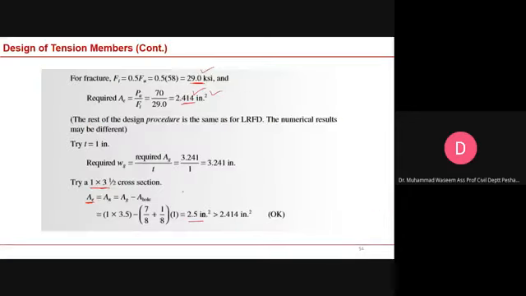Now we will apply the stability check. We have already applied that L by r. L by r was about 239, and this was less than 300. So the stability check is also fine. The areas are also fine. So it means that based on LRFD and then based on ASD, you can use this member as a tension member.